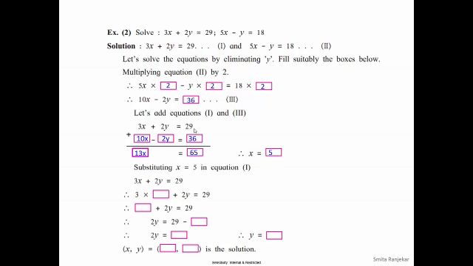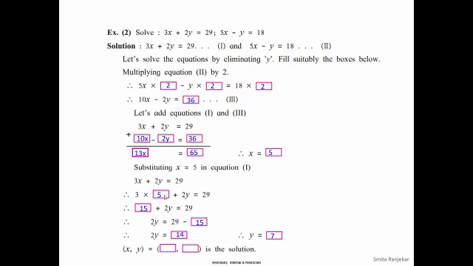Substituting x is equal to 5 in equation 1, 3x plus 2y is equal to 29. So 3 into, we have to substitute the value of x, 5, plus 2y is equal to 29. 3 5s are 15 plus 2y is equal to 29. Therefore, 2y is equal to 29 minus 15. So 2y is equal to 14. So again y is equal to 14 divided by 2. So y is equal to 7.